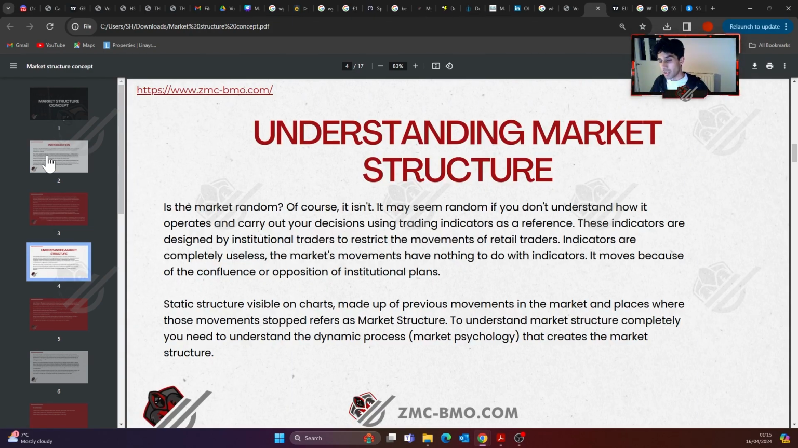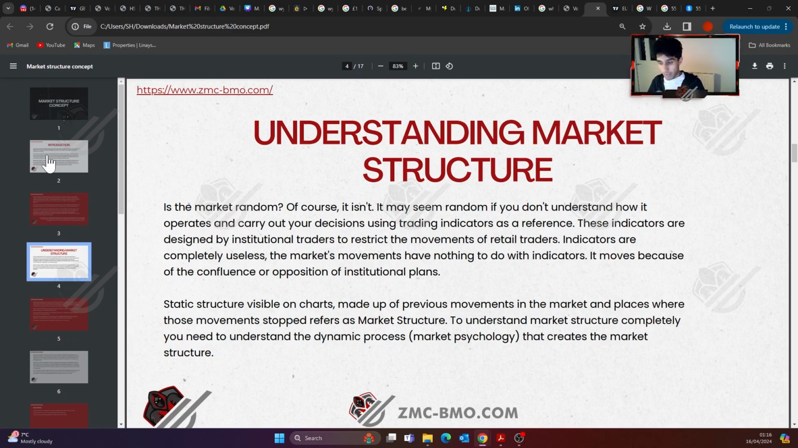Now, if we cut into market structure, is the market random? Of course not. It may seem random if you don't understand how it operates. Now, again, using trading indicators, these indicators are designed by institutional traders. They restrict the movements of retail traders. In a nutshell, they are rubbish indicators. I don't use them. You don't need to use them. These fancy indicators, Bollinger Bands and all of this and all of that, I don't think they work at all.